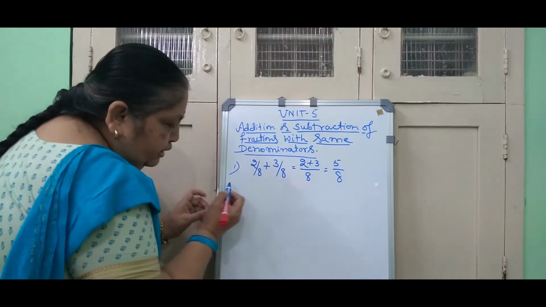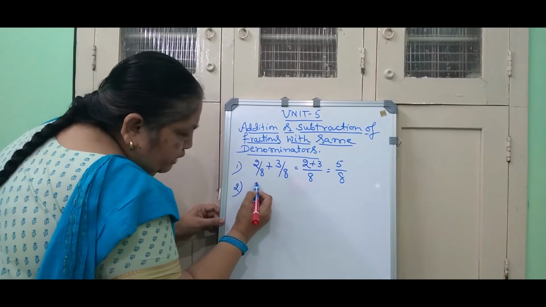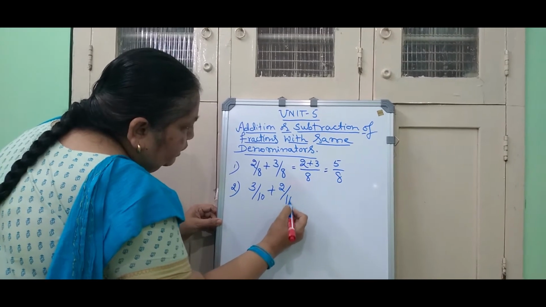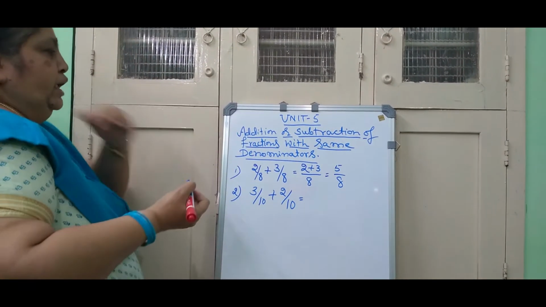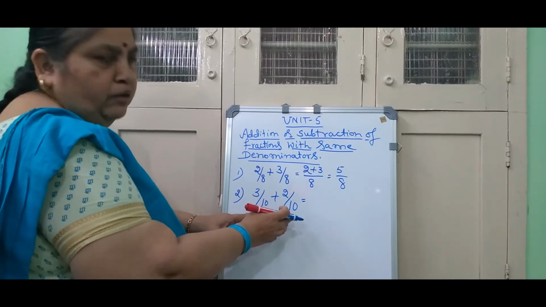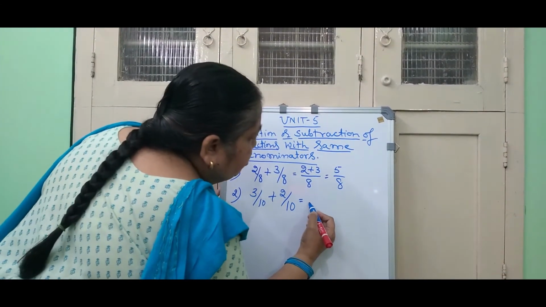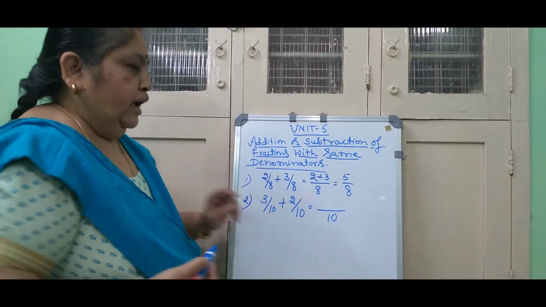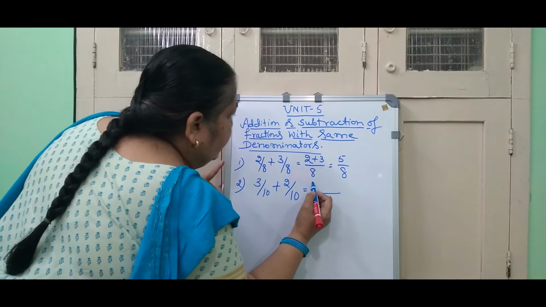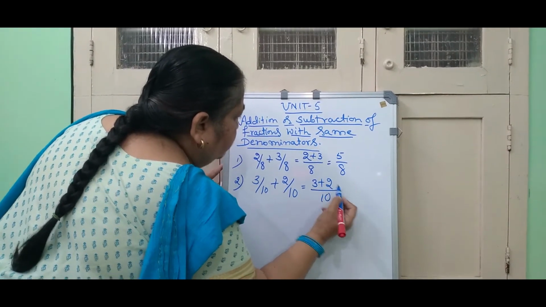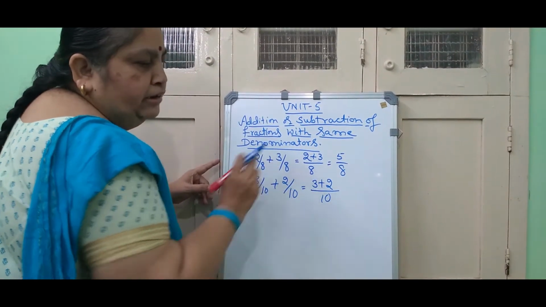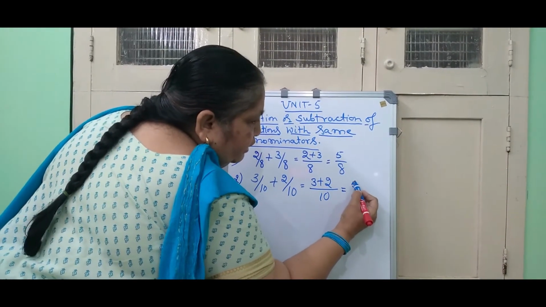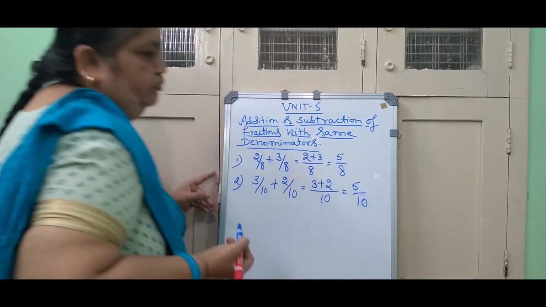Let us consider another example. 3 by 10 plus 2 by 10. So here again I am comparing the denominator. Denominator is same. So let us write the denominator first, 10. And then let us consider 3 plus 2. Both the numerators we are writing together and then again we are adding it here. This will be 5 by 10.